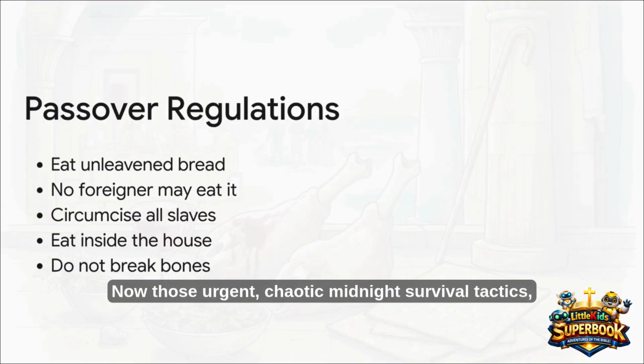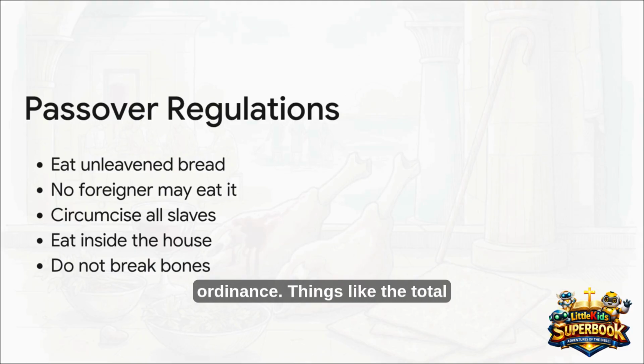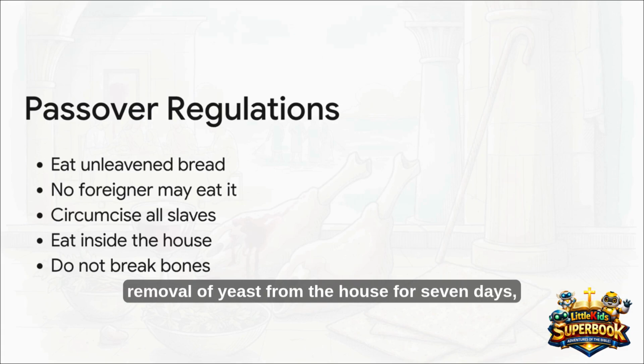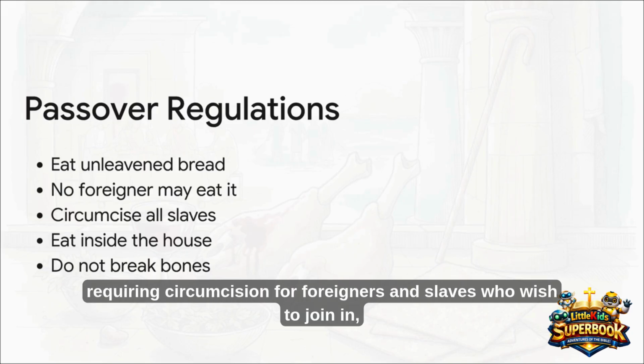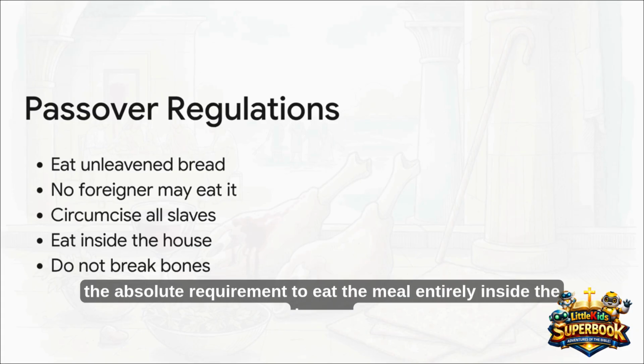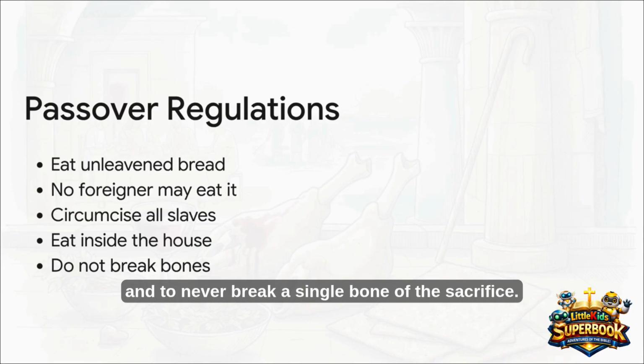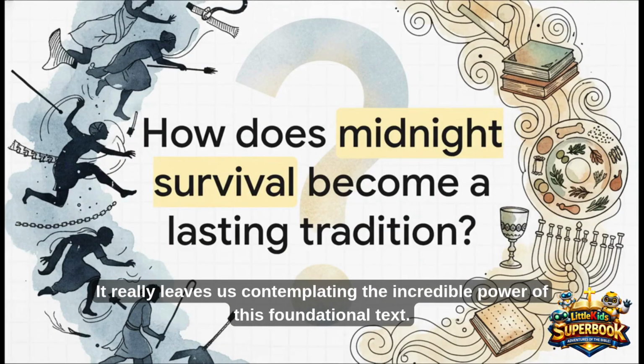Now those urgent, chaotic midnight survival tactics, they were instantly codified into permanent ironclad regulations. The text lays out strict rules for what it calls a lasting ordinance. Things like the total removal of yeast from the house for 7 days, under the threat of being cut off from the community. Strict boundaries on who can even participate, requiring circumcision for foreigners and slaves who wish to join in. The absolute requirement to eat the meal entirely inside the house and to never break a single bone of the sacrifice. It really leaves us contemplating the incredible power of this foundational text.